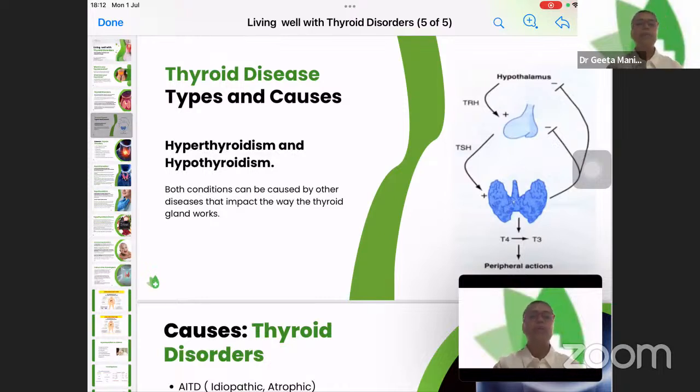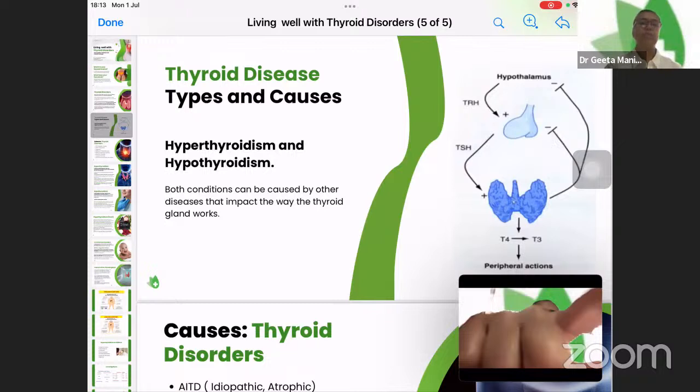So your thyroid gland is controlled. The thyroid produces T3 and T4, of which in the blood, it is the FT3 and the FT4 which are actually the active hormones that help your body. And these T3, T4 are produced by the thyroid. The thyroid is in turn controlled by the TSH. It shows over there, TSH arrow.